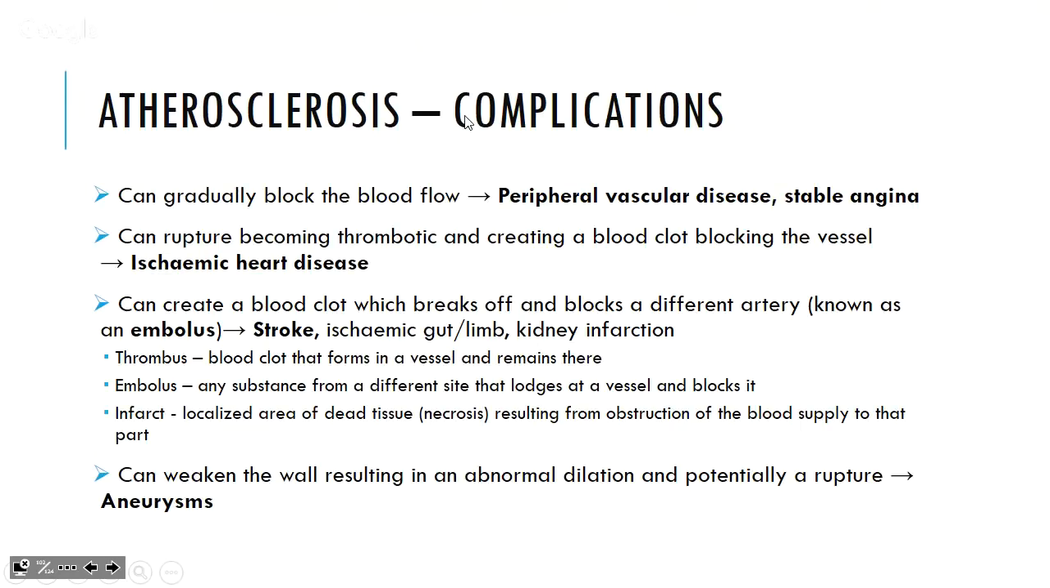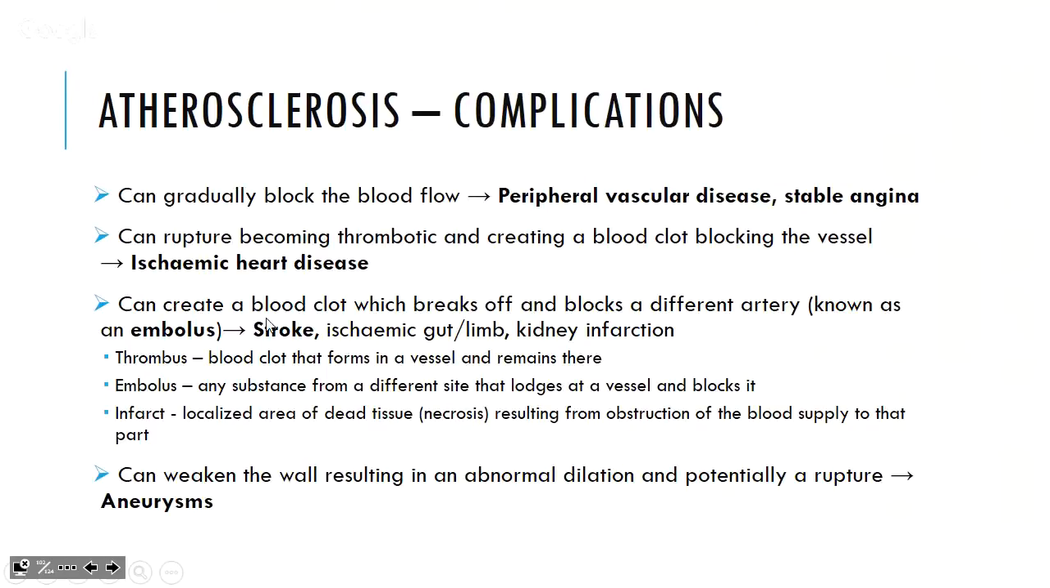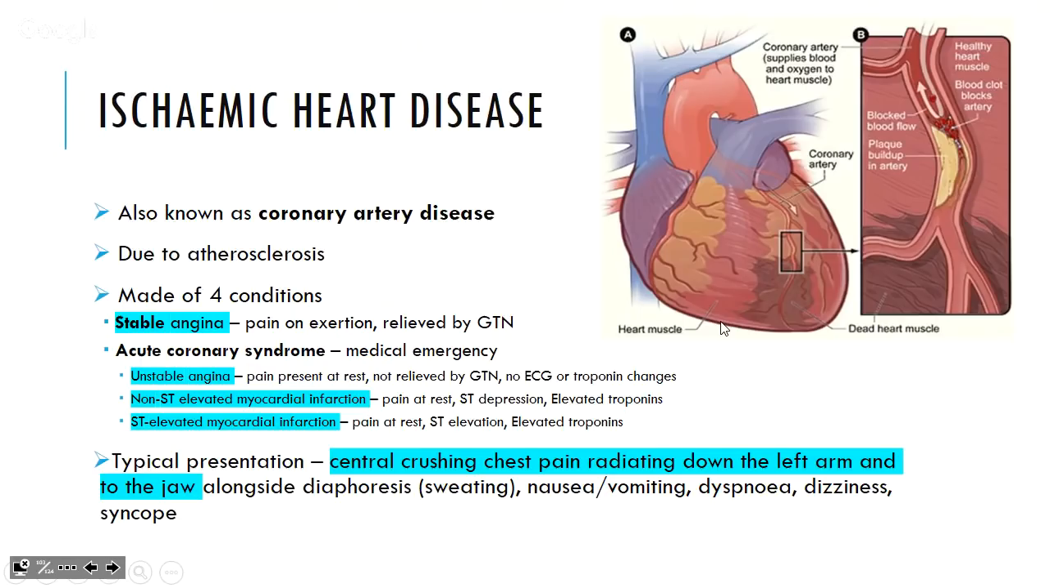Some complications from atherosclerosis: it can cause peripheral vascular disease, which is when there's not enough blood flowing to your peripheries, like your legs, and stable angina or heart attack, so not enough blood flowing through your coronary arteries. It can also rupture and cause a heart attack as well. Because you have a plaque here, sometimes a bit of it can flick off into your brain or into your heart, so you might get a stroke, or a kidney infarction, things like that. You can also get an aneurysm, which is just a weakening in the wall of the blood vessel.